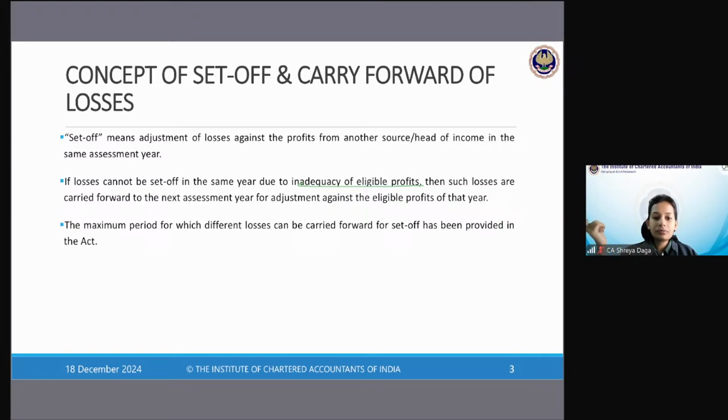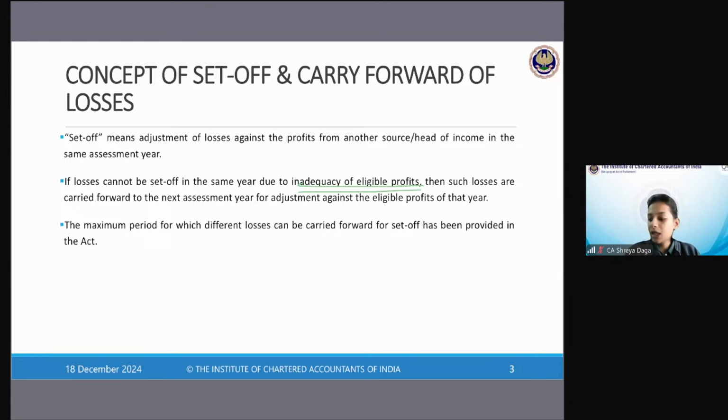Can you do that? No. If you have adequate profits to consume your loss, you have to set off. You cannot carry it forward to the next year. That means setting off in the current year or carrying forward to the next year is not a choice that the law has given you. You have to set off in the current year if you have a possibility. And only if you cannot and the law allows you to carry forward, only then you take it to the next year. Is it okay? So it is very important that for carry forward, the prerequisite, the preliminary condition is that you should not have adequate profits in this year. Only then you take the losses to the next year.